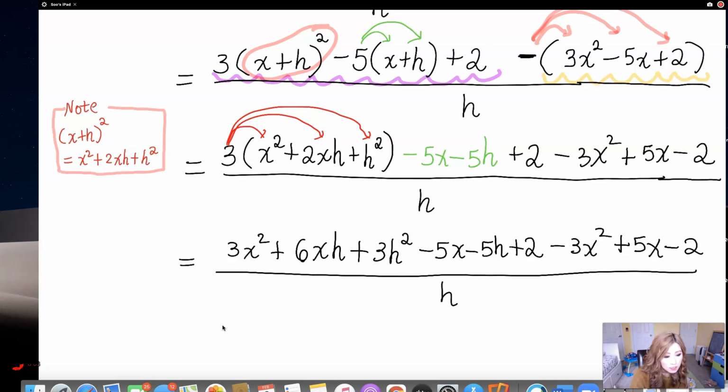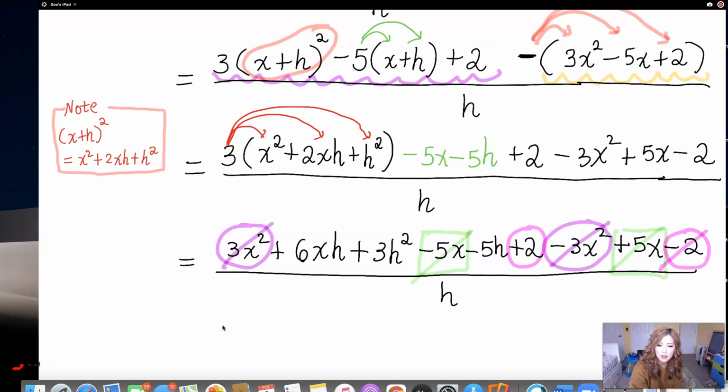Let's see. I was checking to see if I'm still recording. The 3x squared and the negative 3x squared, those cancel out. Those are opposite terms. All right, what else? What do you see? Oh, I see there is a negative 5x and positive 5x. You have to look for them. And then last one, there is positive 2 and there's a negative 2. So those cancel out.